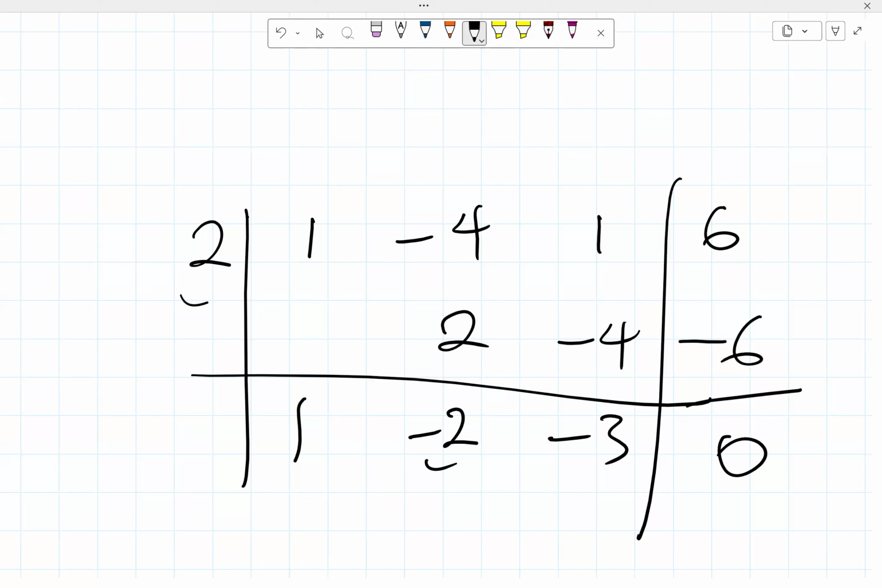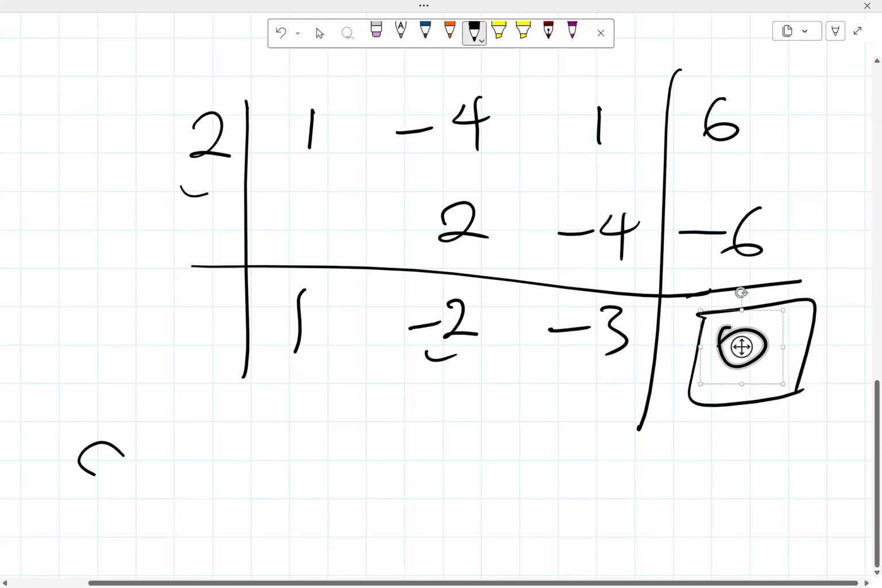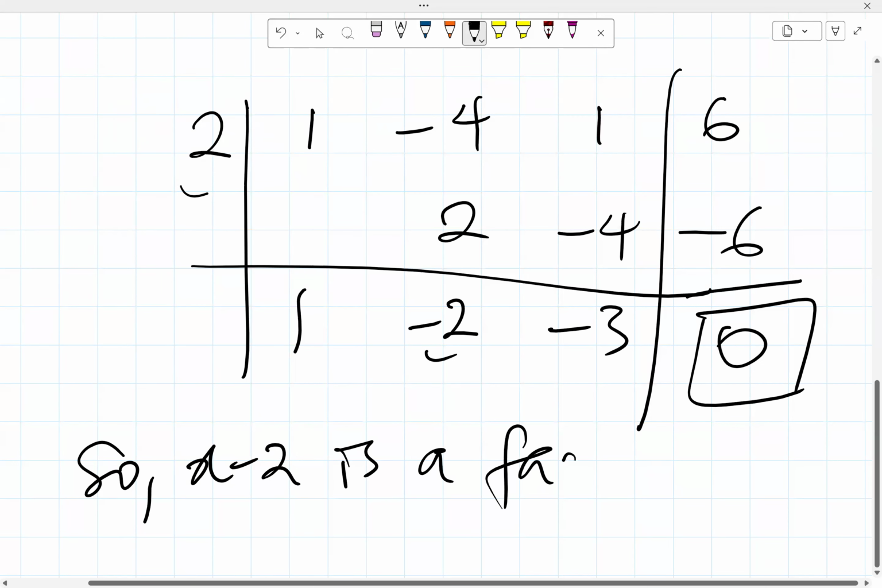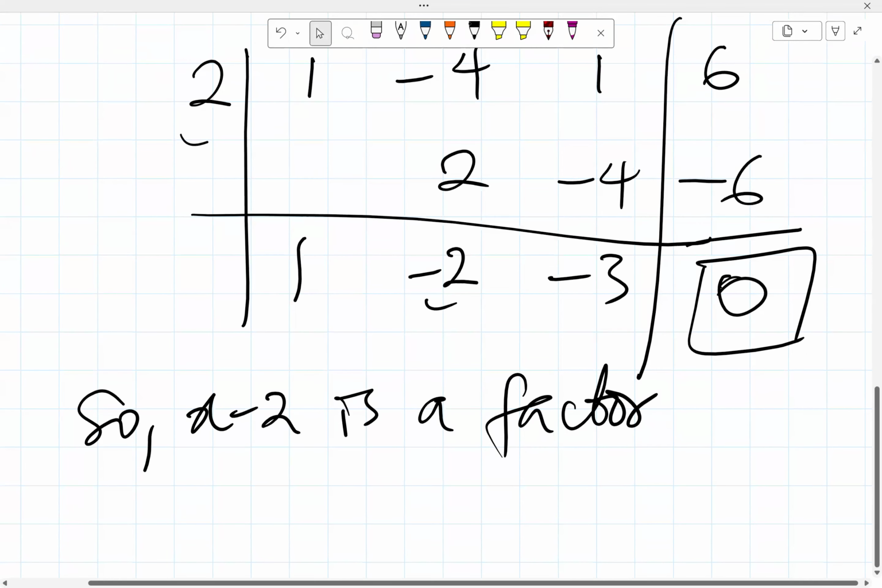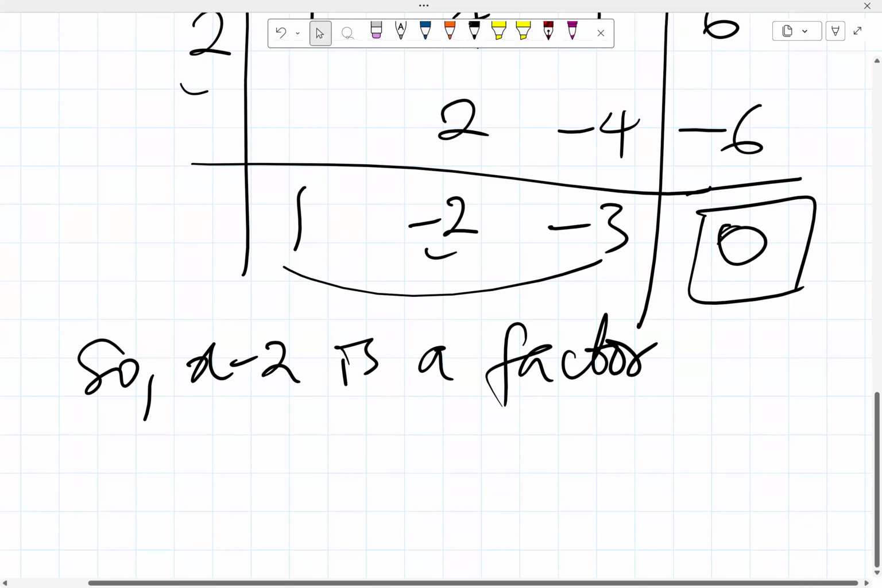So 6 minus 6 is 0. This 0 tells us that x minus 2 is a factor, because we got 0 here. But if we had a number here that is not 0, that would be the remainder. So since x minus 2 is a factor, this is now the quotient.